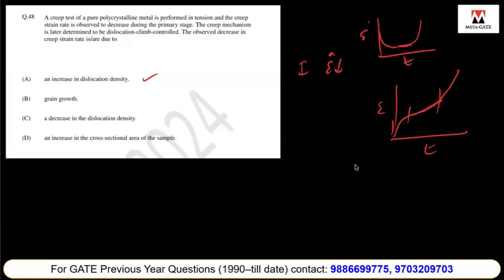So overall, the decrease in creep strain rate during primary stage for pure polycrystalline metal with dislocation climb controlled creep can be attributed to the increase in dislocation density, and it's associated with the work hardening or effective climb velocities. A is the right answer. It's not for grain growth.